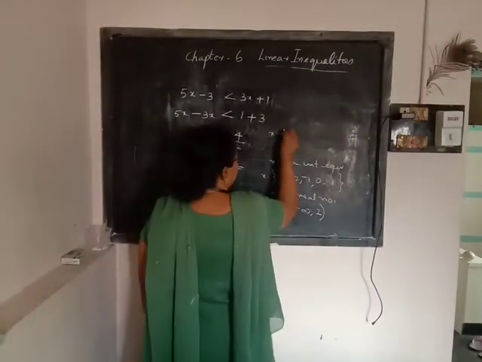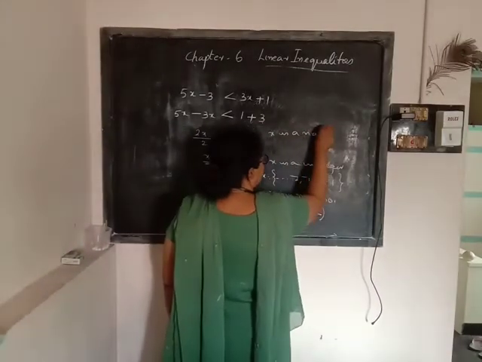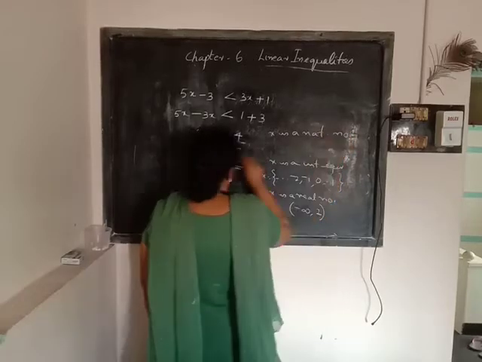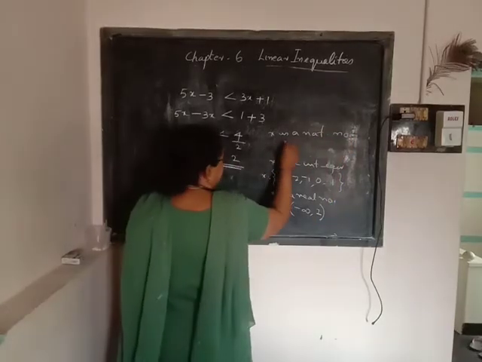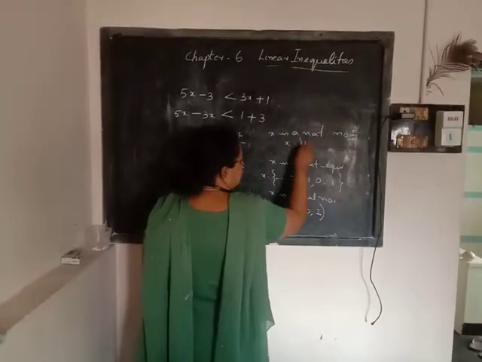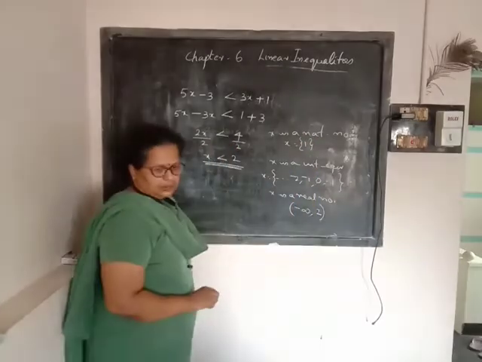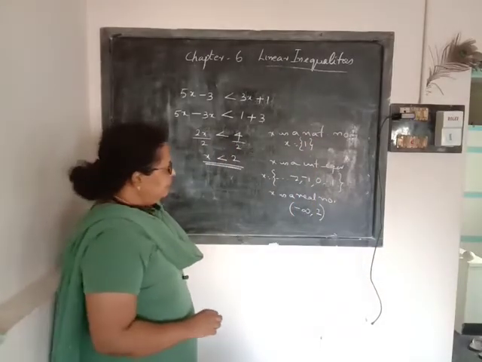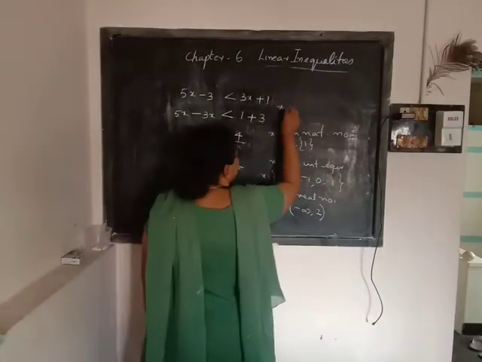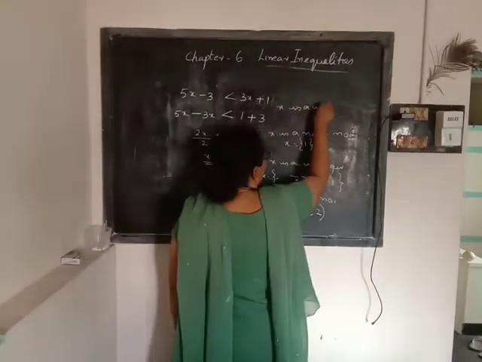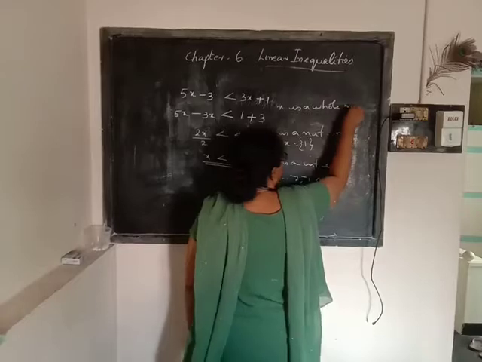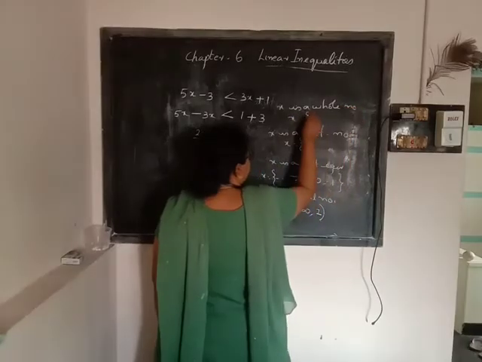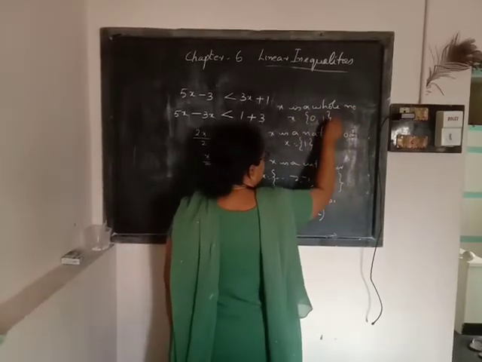When x is a natural number, what is our answer? X less than 2, so the answer is x equal to the set {1} only. A singleton set. When x is a whole number, what is our answer? X equal to the set {0, 1}.